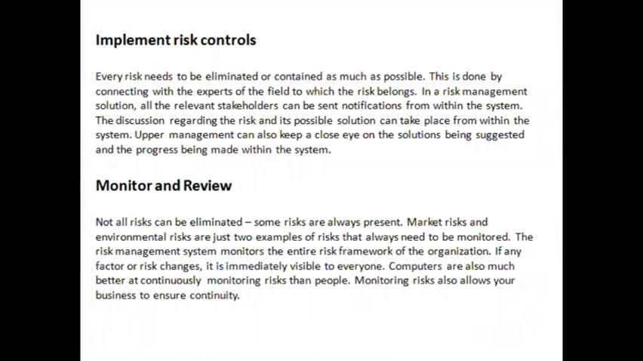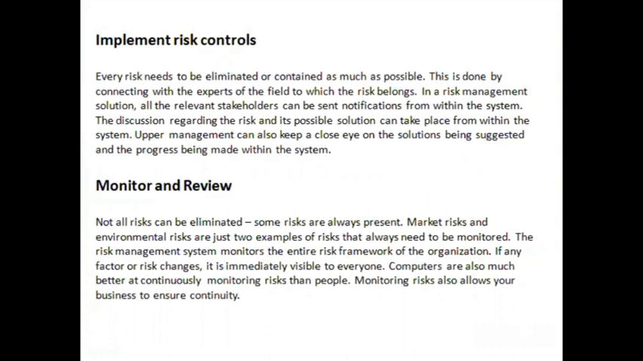Implement risk controls. Every risk needs to be eliminated or contained as much as possible. This is done by connecting the experts of the field to which the risk belongs. In a risk management solution, all the relevant stakeholders can be sent notification from within the system. The discussion regarding the risk and its possible solution can take place from within the system. Upper management can also keep a close eye on the solutions being suggested and the progress being made within the system.